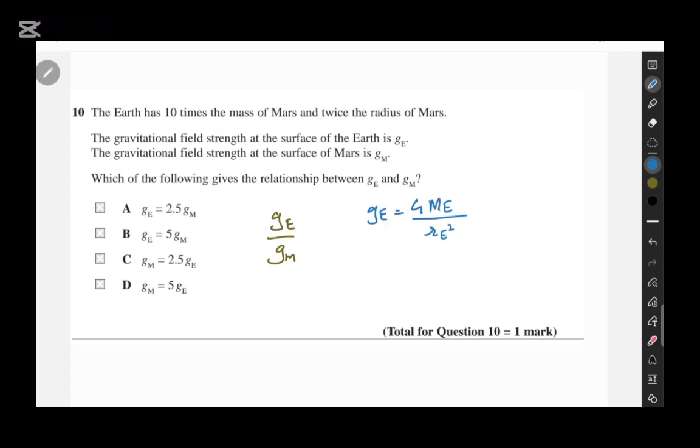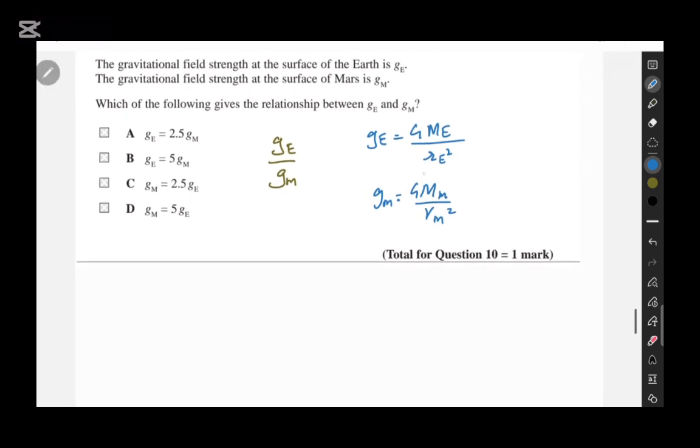So the gravitational field at Earth is G times the mass of Earth over the radius of Earth squared. And then we have the gravitational field of Mars, which is G times the mass of Mars divided by the radius of Mars squared. The reason we take this as the radius is because we're considering the gravitational field strength at the surface of these planets. I'm going to divide both equations, and this is what things should be looking like. I'm going to cancel that G out, and further simplifying it, I get this.